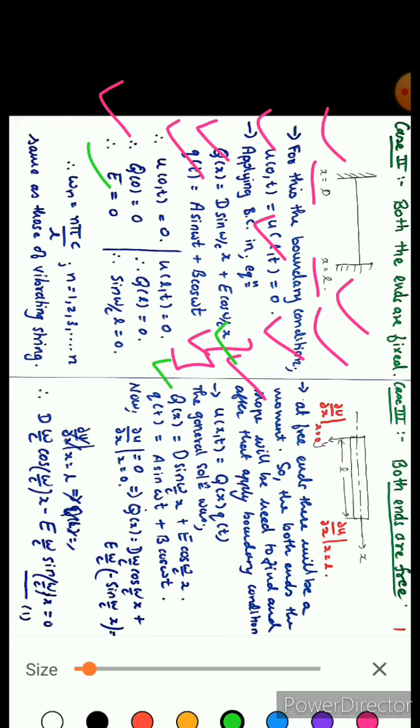Now make use of the second boundary condition, that is u of L,t equal to 0. So once again Q of L will be substituted in this equation: D sin(omega/c times L) plus E cos(omega/c times L), but E is 0, so this term will be neglected. So you are left with only the sin term. So D sin(omega L/c) equals 0. Now sin(omega L/c) will be equal to 0 when omega L/c is n pi. This is what previously we have looked at.